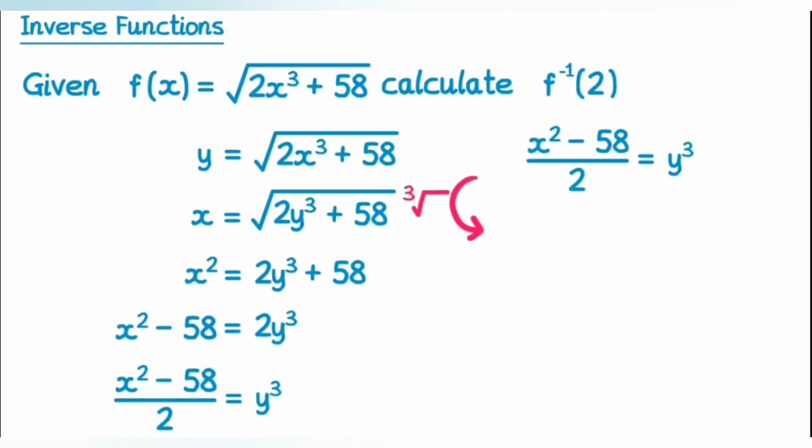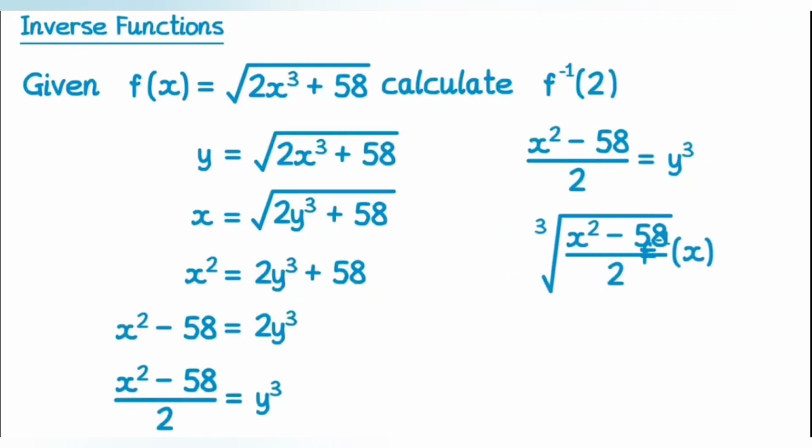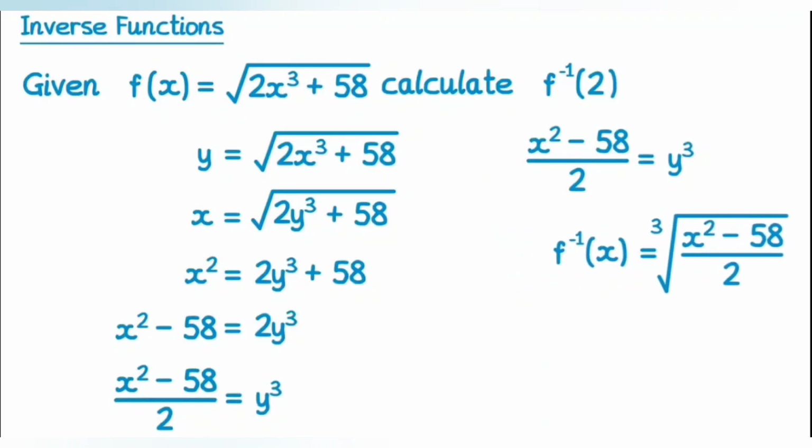If you do that on the left-hand side, you get the cube root of x squared minus 58 over 2. And on the right-hand side, if we cube root that, we end up with y. We can replace y with f inverse of x and switch the order around, and there's our inverse function.